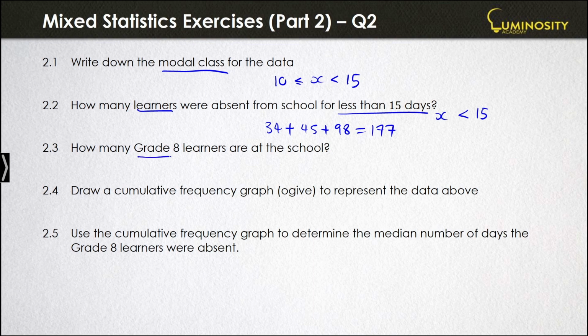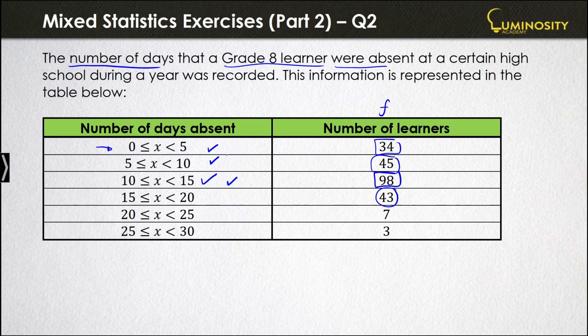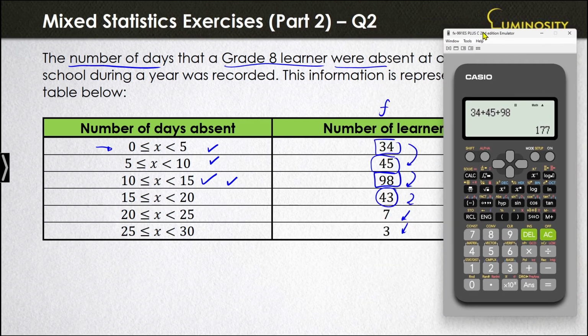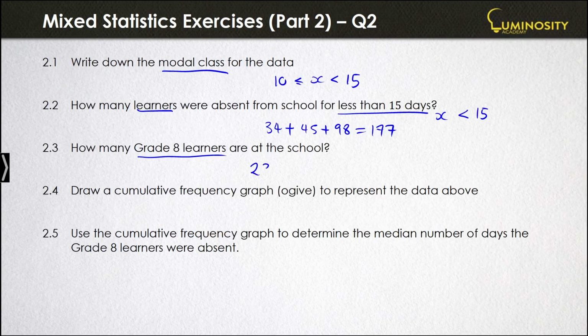How many grade 8 learners are there at the school? So this is talking about the cumulative frequency now. That means we need to add up all these numbers together to get the total. We already added the first 3, so I'm just going to add 43, 7, and 3, and that gives me 230. So there are 230 grade 8 learners at the school.